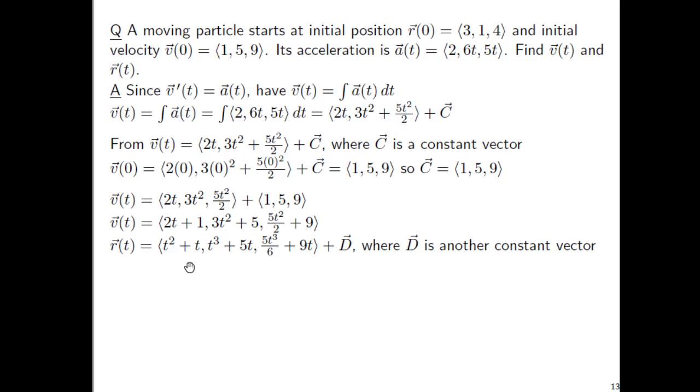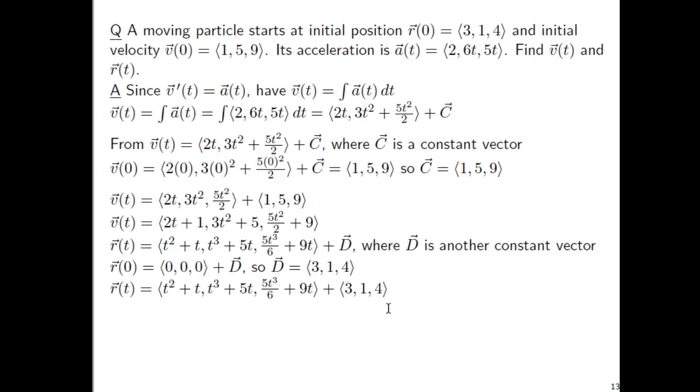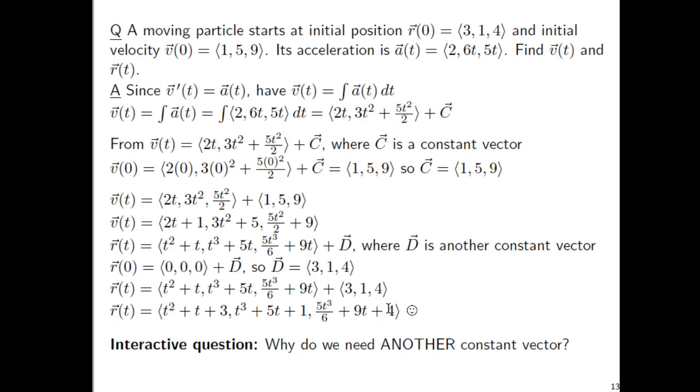So we'll do anti-differentiation again, one component at a time, plus we've already used c, that's why this is called d. And then keeping in mind that the initial position was ⟨3, 1, 4⟩, plug in t equals 0, and this ⟨0, 0, 0⟩ vector plus, we don't know what the d vector is yet, is going to have to be set equal to the ⟨3, 1, 4⟩ vector. This will tell us that the d vector is ⟨3, 1, 4⟩. So here's a way to write the position function, and perhaps it's a little simpler to do the vector addition here. Quick, I think very mundane interactive question, but why do we need another constant vector?